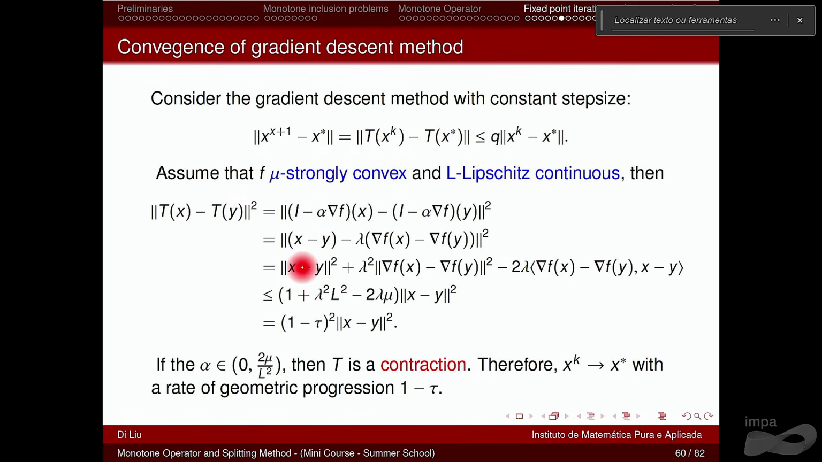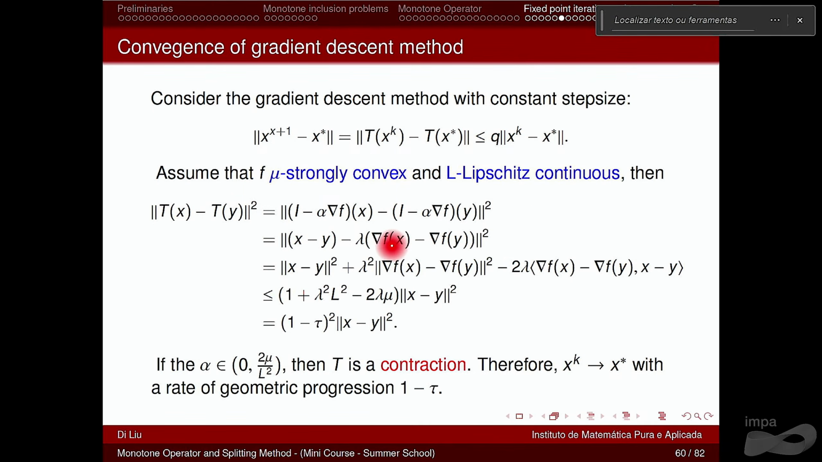And let's analyze here. We calculate the norm of Tx minus Ty squared. It equals this one just by the definition of the operator T. We expand this and we get this equality, and we also expand this one and we get this equality, two terms and this term here. From this inequality, we use the assumptions of strong convexity and Lipschitz continuity.